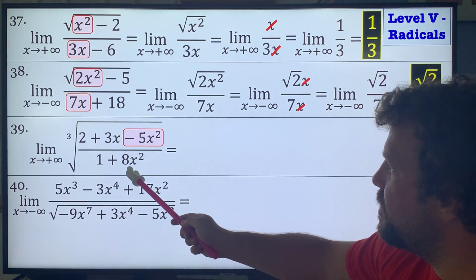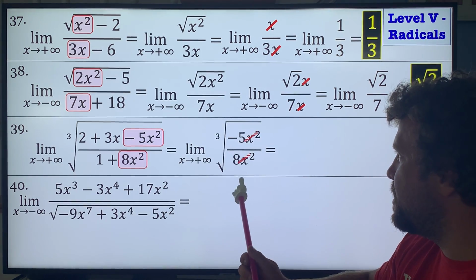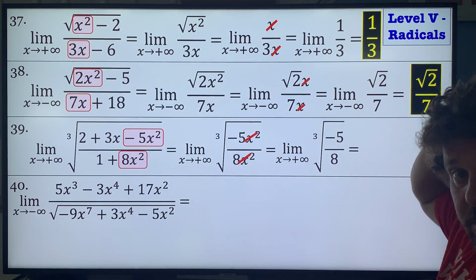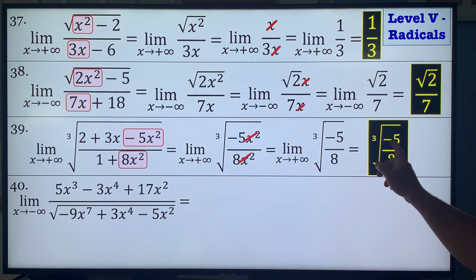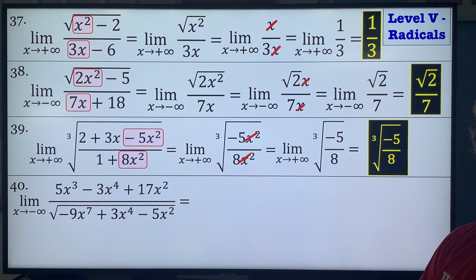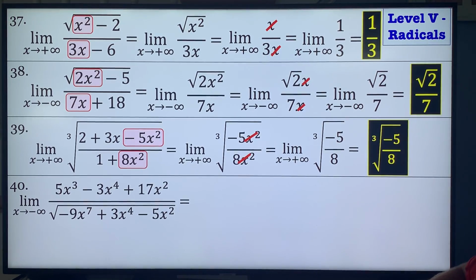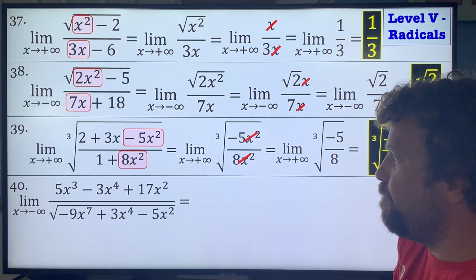Negative 5x squared over 8x. Cancel out the x squareds. The cubed root of negative 5 over 8. Can you have a negative under a radical? You can if it's a cube root. That's your answer. If you want, you can pull the negative out front: negative cube root of 5 over 8. That probably looks a little bit nicer, but it doesn't matter. It all equals the same thing. That's the wonderful thing about math.